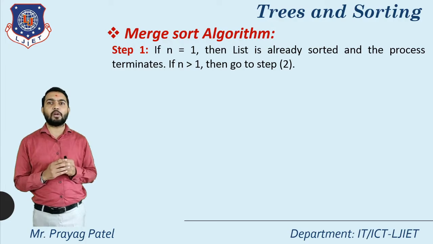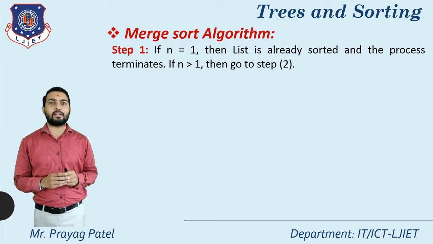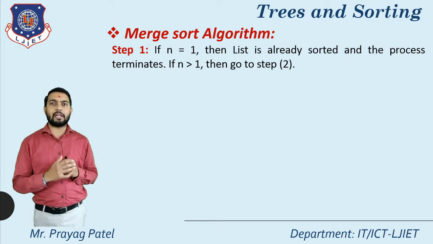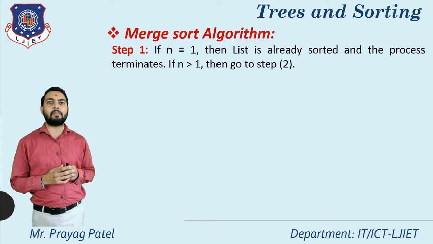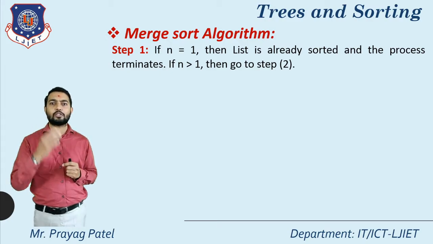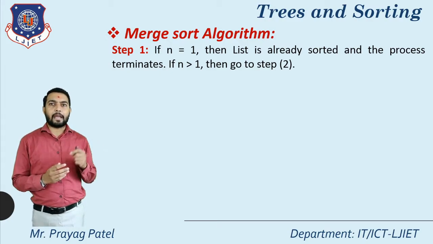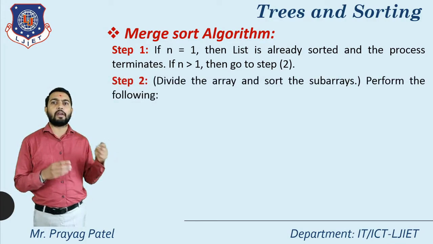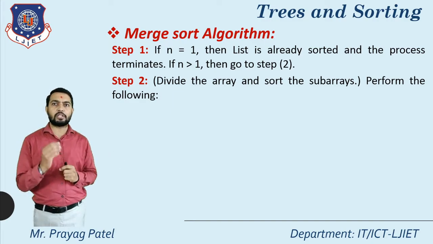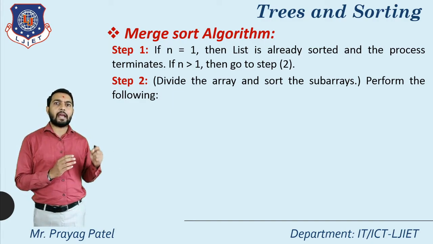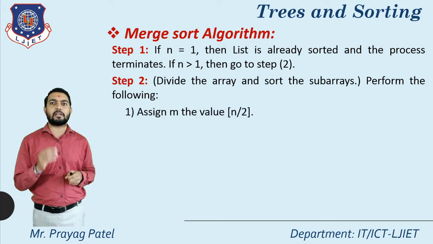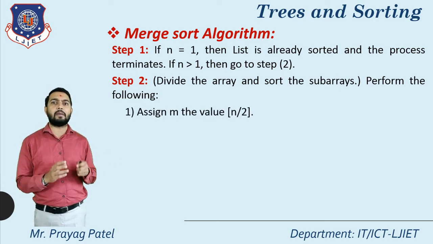So step 1 for the merge sort algorithm is, if n equals 1, then the list is already sorted and the process terminates. For example, if only one element is available, then there is no need to compare it, because one element is considered already sorted. Then, if n is greater than 1, go to step 2. So for n equal to 2, 3, 4, we have to perform step number 2. Now in step number 2, divide the array and sort the sub-array. Perform the following operation. First operation is assign m the value n by 2.